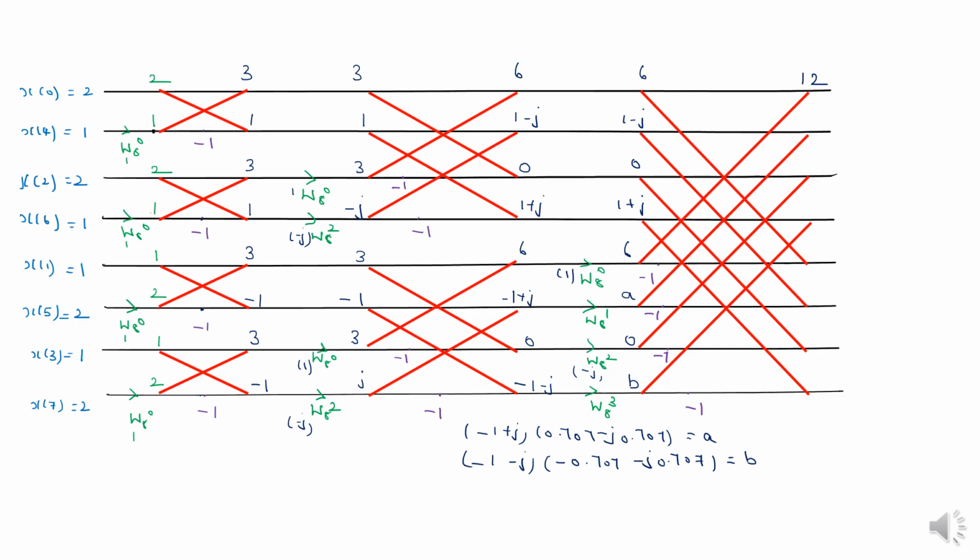Similarly, to mark the value at this particular point, this input comes from this line and A. I'm writing it below the line here. So it is 1 minus j plus A, where A is minus 1 plus j into 0.707 minus j 0.707. If we simplify this, it is going to be 1 plus j 0.414. So the value at this particular point is 1 plus j 0.414.